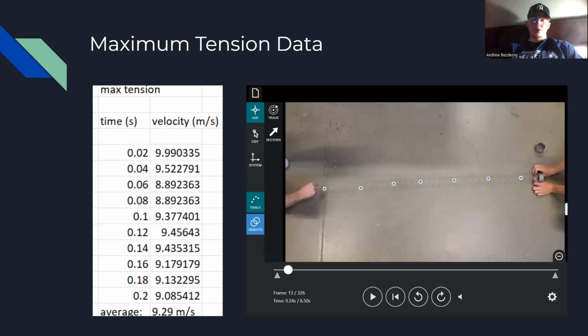And last, we have the maximum tension obtained the same way as the other two. And we get an average velocity of 9.29 meters per second, having the highest velocity out of any of the slinkies.